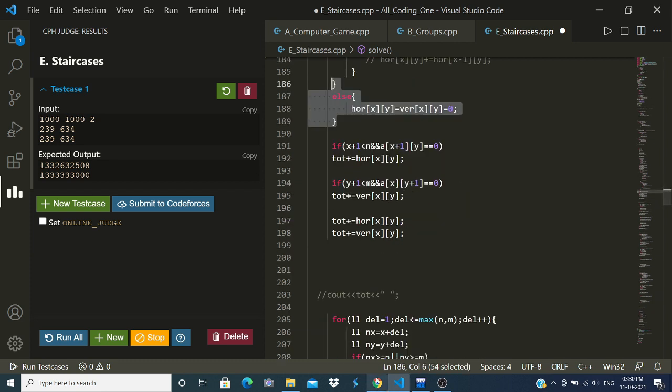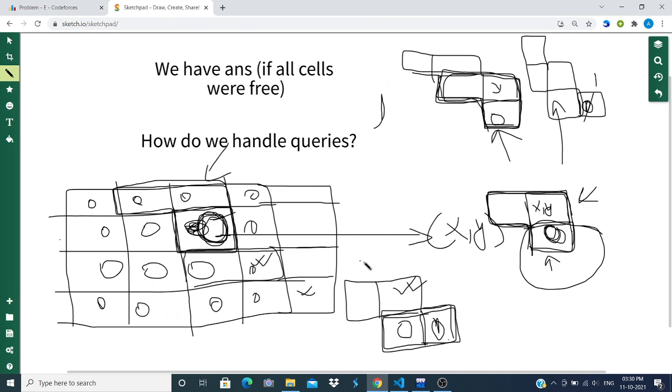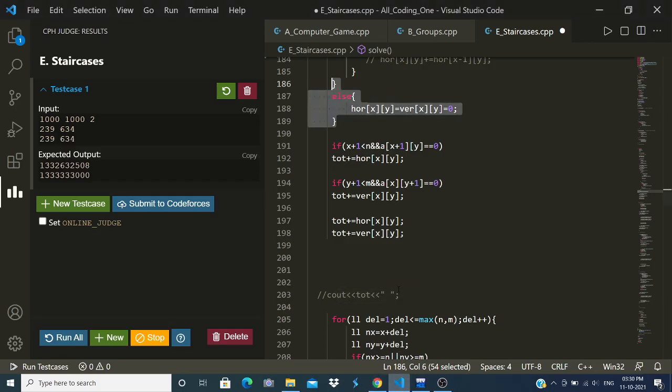And then what we are doing is updating the cells which are adjacent to x comma y and may have x comma y included as their answer to horizontal of that cell or vertical of that cell. So like you see, if x plus 1 is lesser than n and a of x plus 1 comma y is equal to 0, then basically I'm adding total of horizontal of x comma y, right?